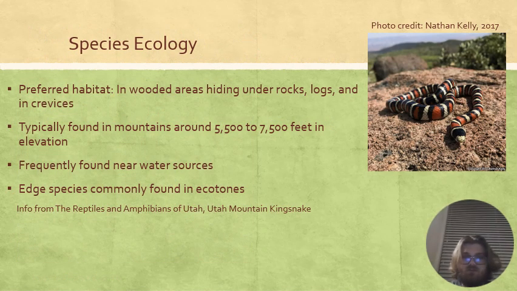The Utah mountain kingsnake's species ecology. Its preferred habitat is in wooded areas where it can hide under rocks, logs, and in crevices, and as the name suggests, they are found in mountains, typically at a range of around 5,500 to 7,500 feet in elevation. And they will be commonly found near water sources. As well, they are an edge species, so they are commonly found in ecotones.